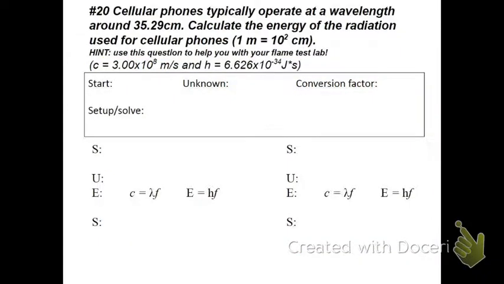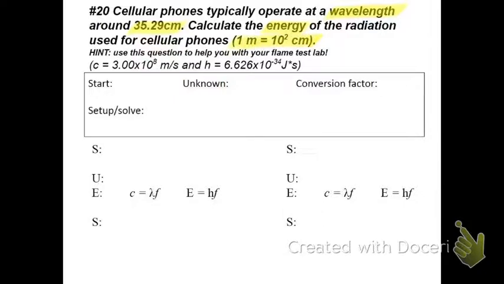All right, number 20 is a very complicated problem, and you can definitely expect something like this on both your flame test lab as well as your test. This is a 3-stepper. So let's start. Number 20, cell phones typically operate at a wavelength around 35.29 centimeters. Calculate the energy of the radiation used for cell phones, and they give us a conversion factor.